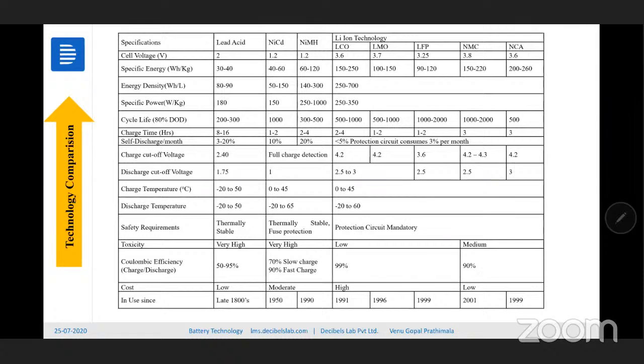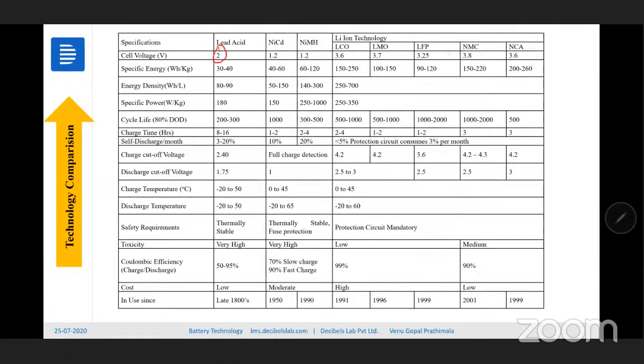If you observe here, I have compared all the values such as cell voltage, specific energy, energy density values, specific powers, cycle life, charge time, and everything. If you look into the comparisons, cell voltage is 2 volts for lead acid.